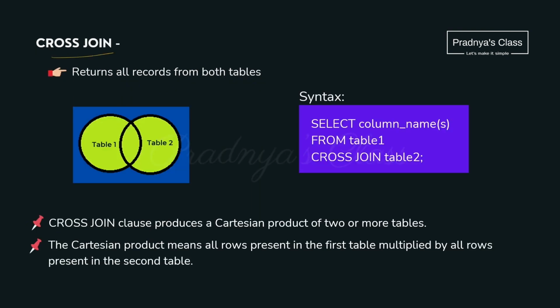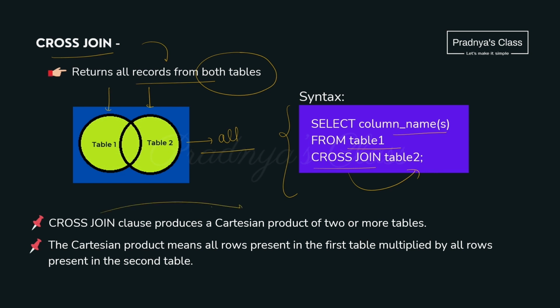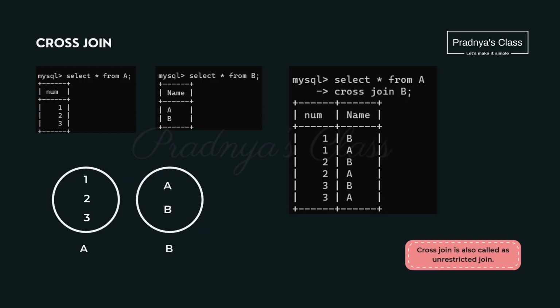The first is cross join. It will return all the records from both the tables. Look at the query. Select column names from table 1, cross join table 2. There are two tables and we are getting all the records from both the tables. Cross join actually produces a Cartesian product of the two tables. What is Cartesian product? Let's try to understand with one example.